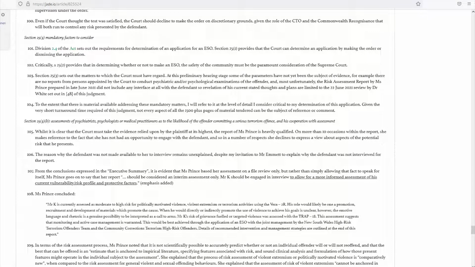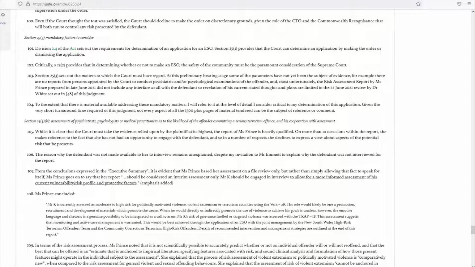100. Even if the court thought the test was satisfied, the court should decline to make the order on discretionary grounds, given the role of the CTO and the Commonwealth recognizance that will both run to control any risk presented by the defendant. Section 25(3), mandatory factors to consider.